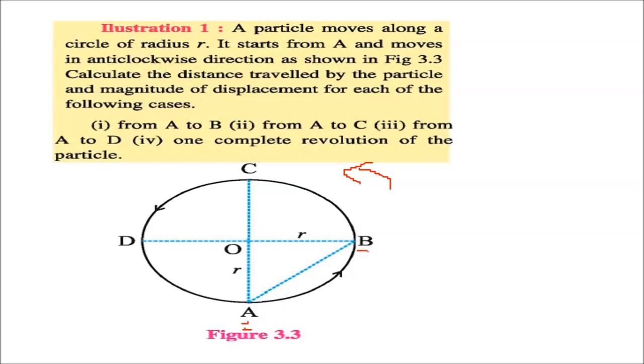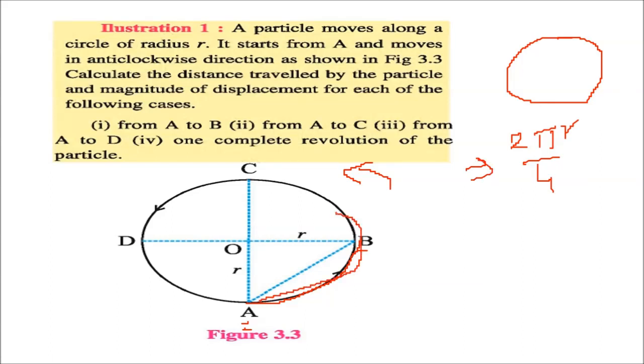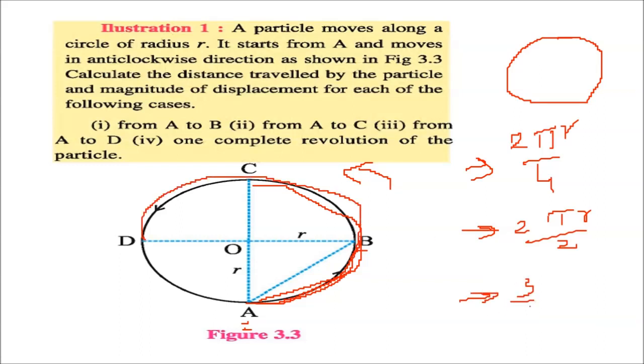Now A to B. Before we discuss this question, first, it is a circle, and we know that the circumference of a circle is 2 pi r. This is 2 pi r. Now this is the 1/4 of 2 pi r. So this will be 1/4. The distance will be this one. How much is this? From A to C, this is 2 pi r by 2. So distance will be this. How much about this? This is 3/4 of 2 pi r, right?